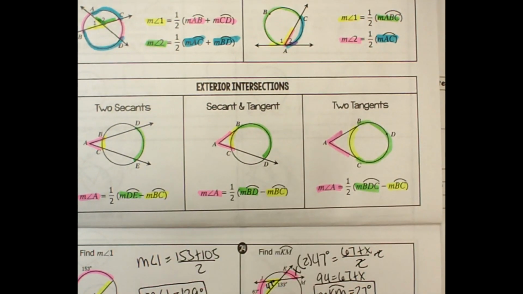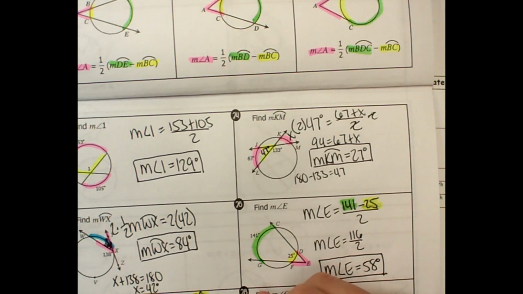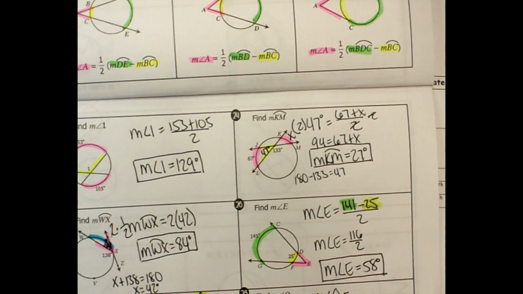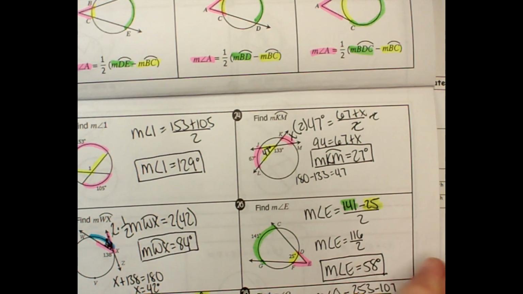All right, so when you go to plug them in, find the measure of angle Q, in this case, is equal to our big arc, which is PSR, minus the little arc, which is 107. So when you do it, you're missing the big one, the green one, so you would do 360 minus 107, which is equal to 253. So then you do 253 minus 107 divided by 2. You get that your measure of angle Q is equal to 73 degrees.